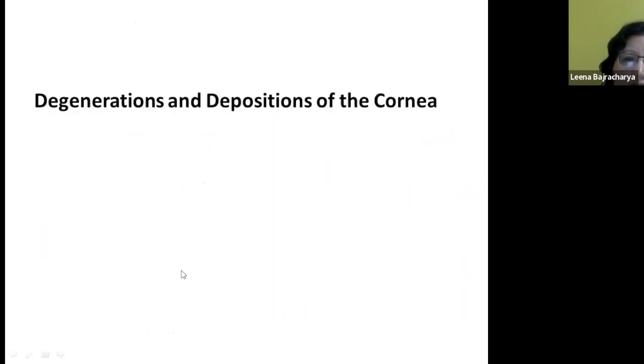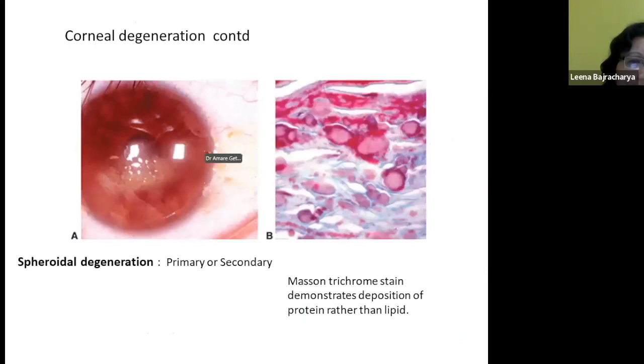Now coming to corneal depositions, this is a picture of spheroidal degeneration. It may be primary or secondary. Primary is without any cause, and secondary is usually after trauma or after past infection. And in this mesenteric stain, we can see the protein deposition.